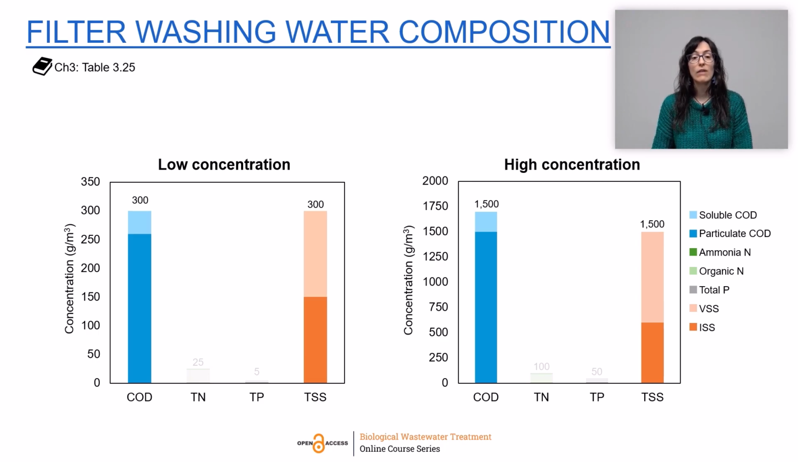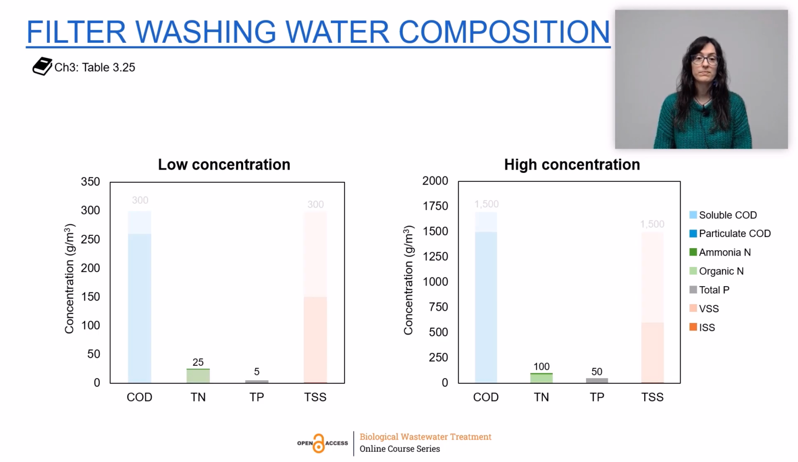Normally, around half of them are volatile suspended solids, while the rest is inert. The nitrogen concentrations can oscillate between 20 and 100 grams per cubic meter. Most of it is in the form of organic nitrogen, and only a very small fraction is present as ammonia. And then the total phosphorus concentrations are usually low and can change between 5–50 grams per cubic meter.